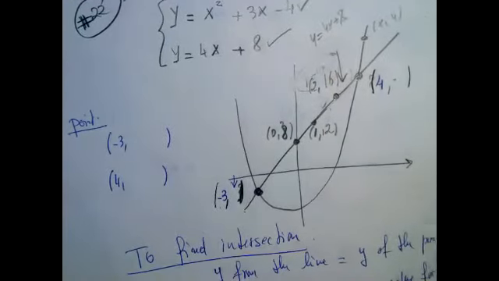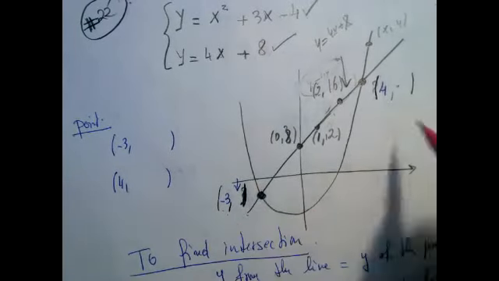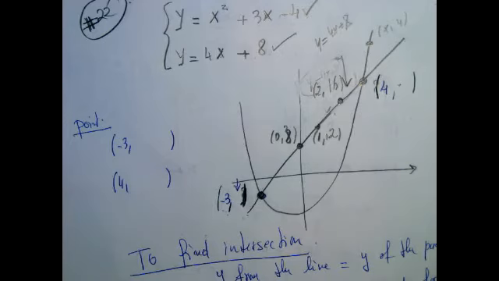Now, I'm back to this problem here. Peyton, stay with me. I'm looking for the intersection point. We found minus 3, we found 4. My question is, what's this coordinate?